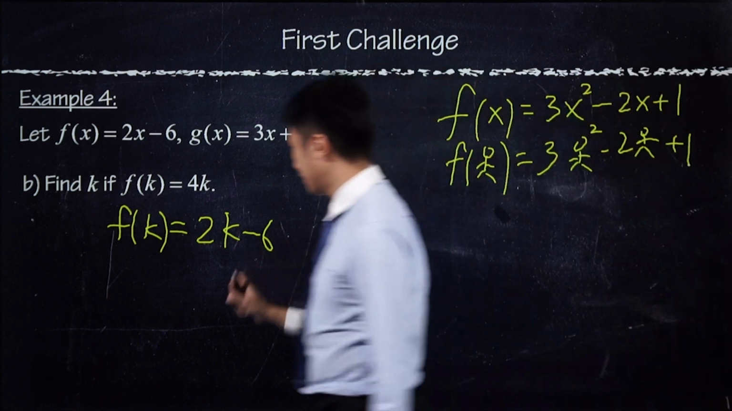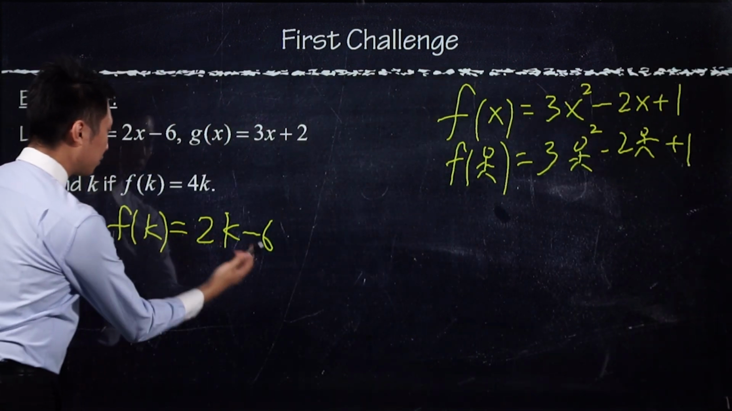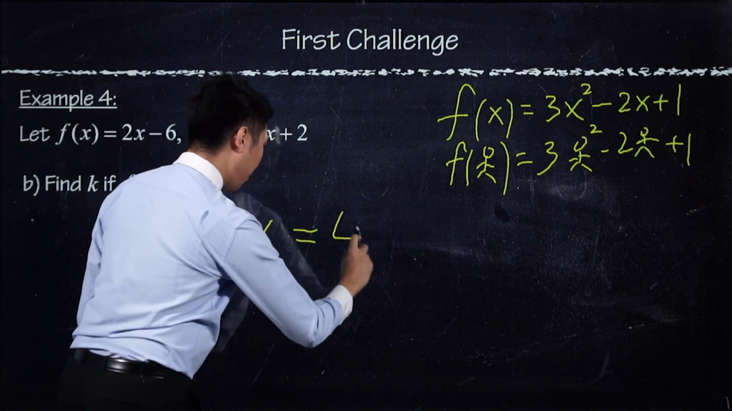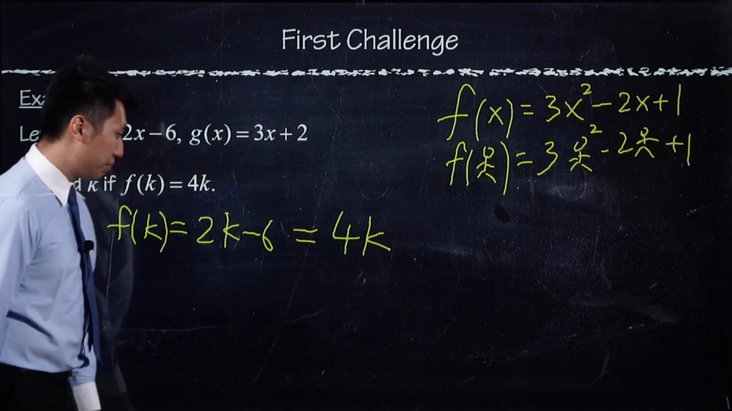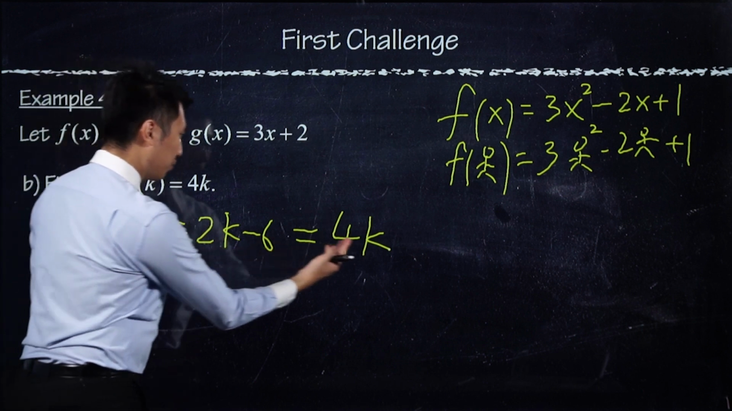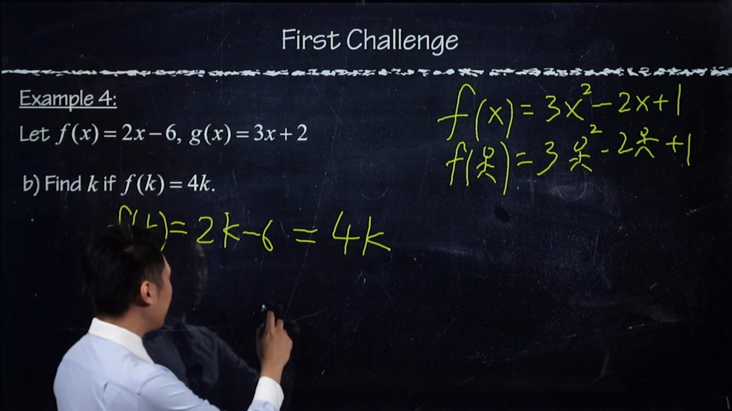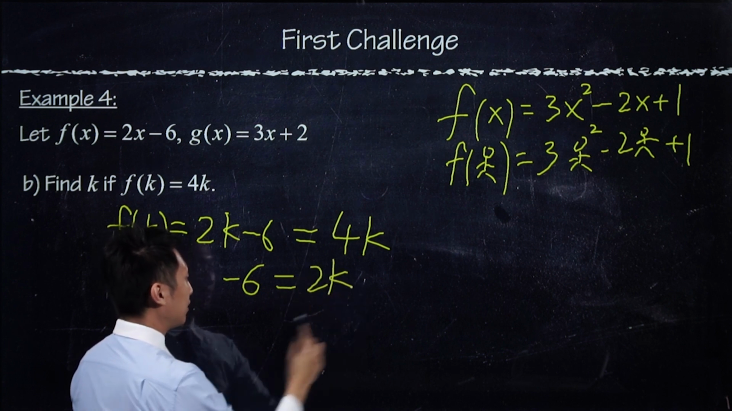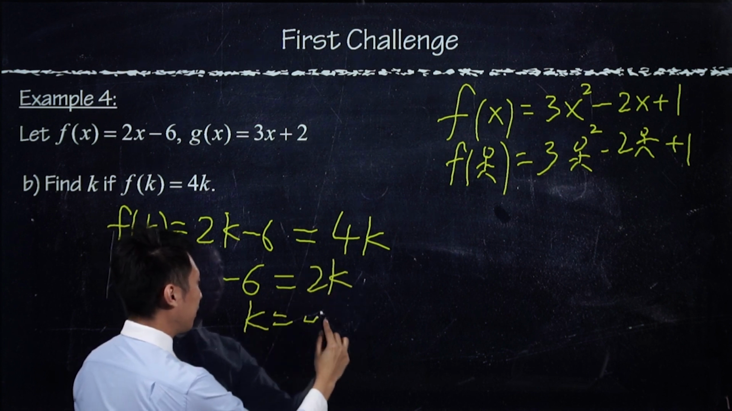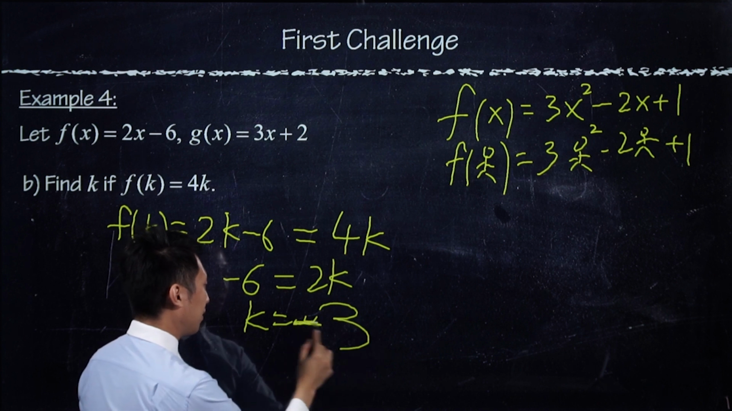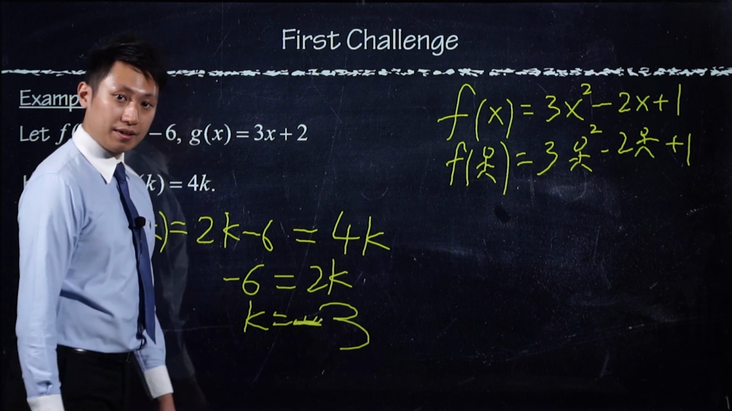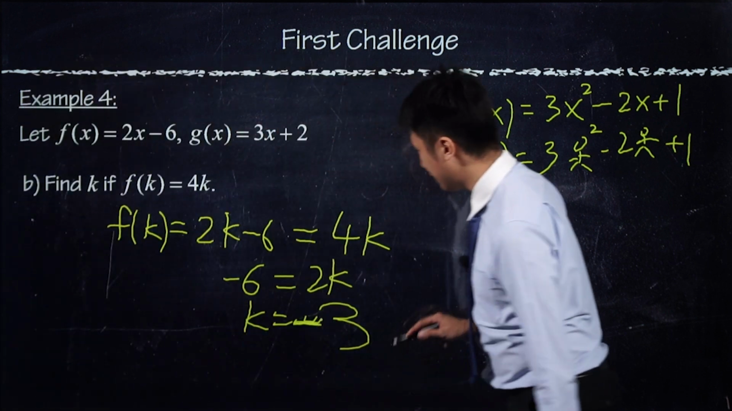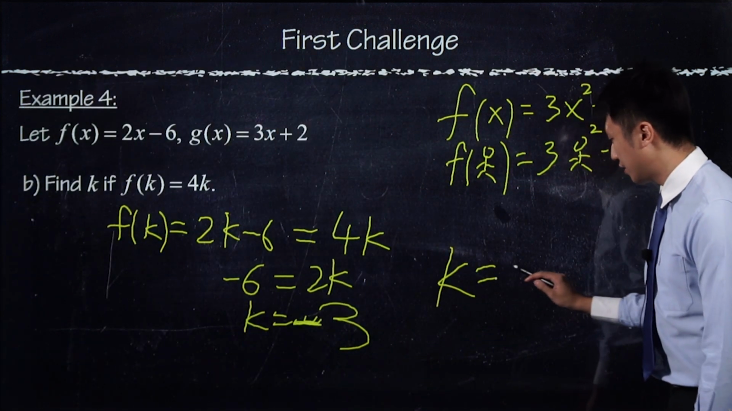Right, so let's see this. f(k) is equal to 2k minus 6. I want f(k) to be equal to 4k. So meaning I move the 2k over, so I get negative 6 equals 2k. So k will be equal to negative 3. Okay, k will be negative 3. You got this? So the answer for this is k equals negative 3.